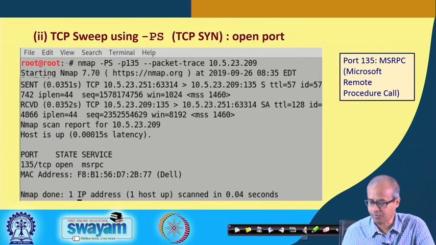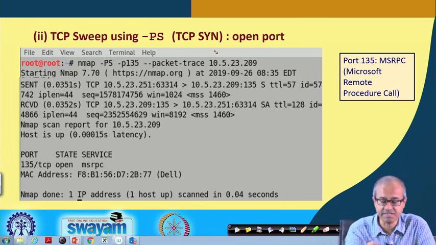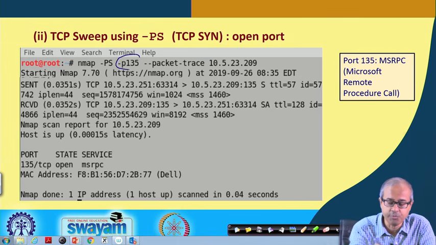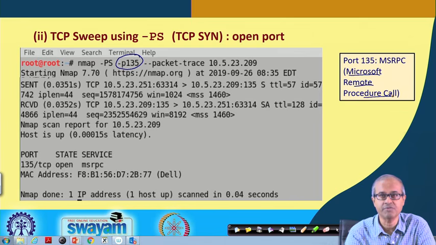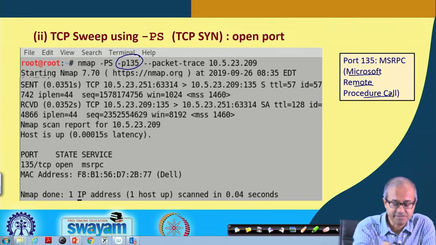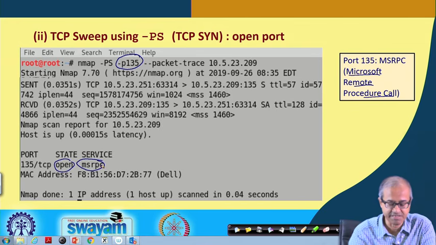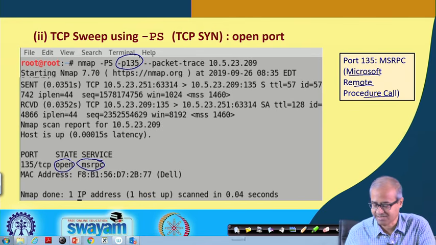Similarly, for an open port, let us say here we are trying to query port number 135, which is the Microsoft remote procedure call service. Similarly, you send a packet, receive a packet, and you can see that the port is open, and the service name is MSRPC. So, one IP address, one host up, you can see these things.